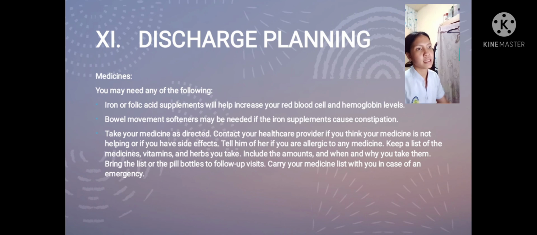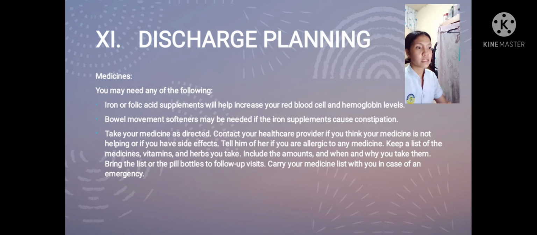The next is the medicines. You may need any of the following. Iron or folic acid supplements will help increase your red blood cell and hemoglobin levels. Next is bowel movements. Softeners may be needed if the iron supplements cause constipation. Take your medicine as directed. Contact your healthcare provider if you think your medicine is not helping or if you have a side effect. Tell him or her if you are allergic to any medication.